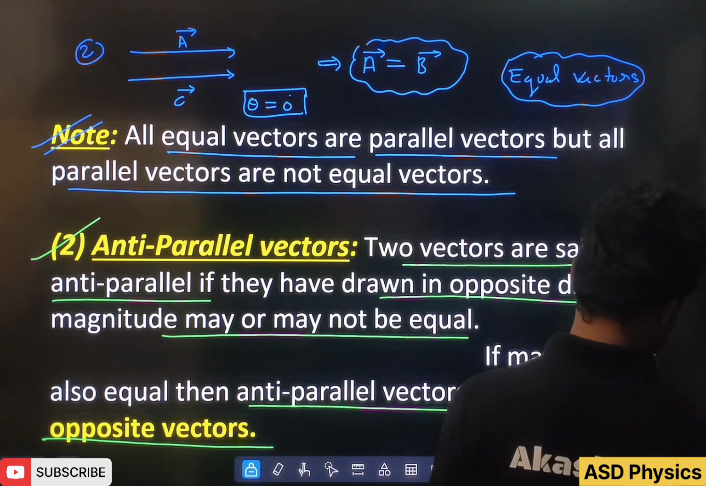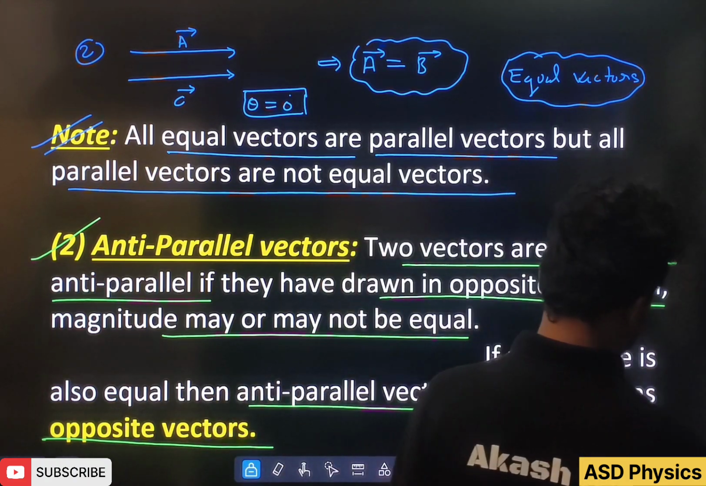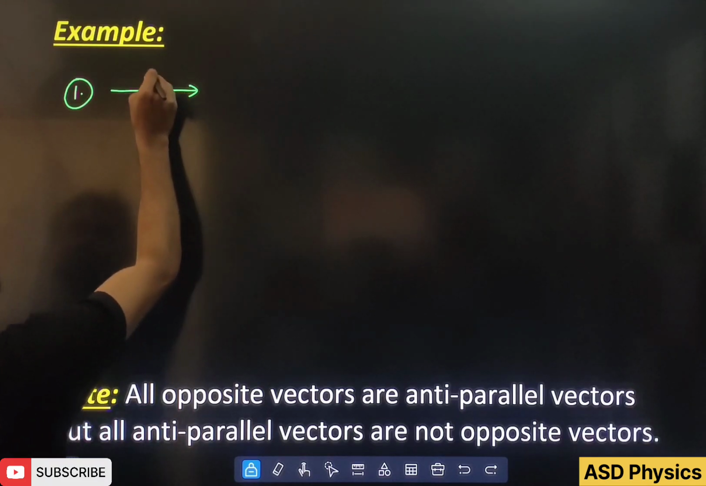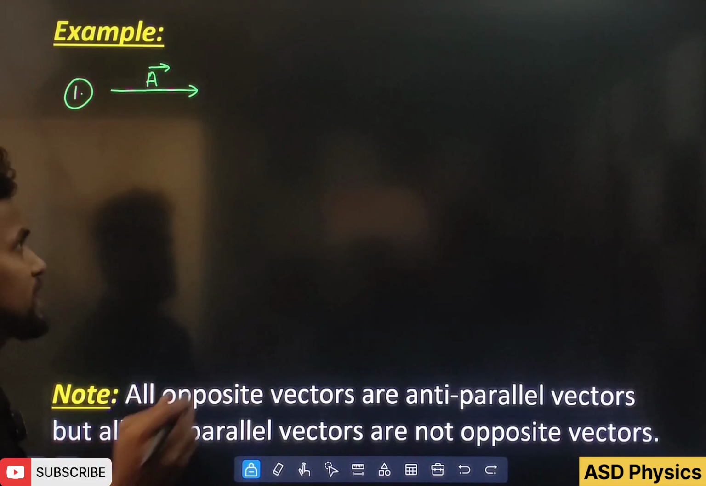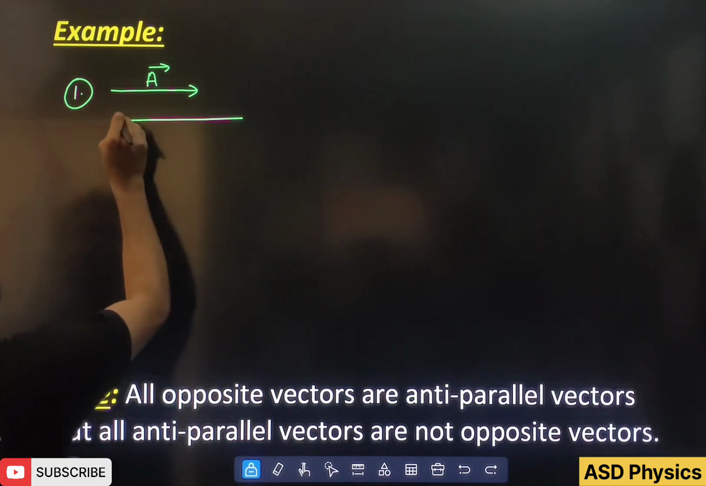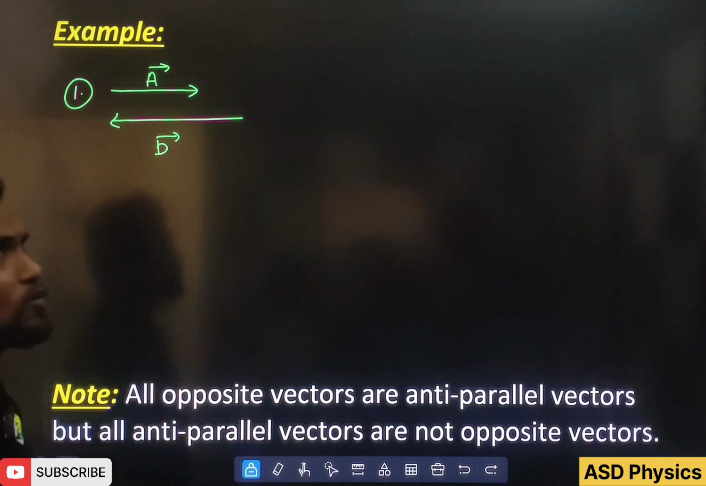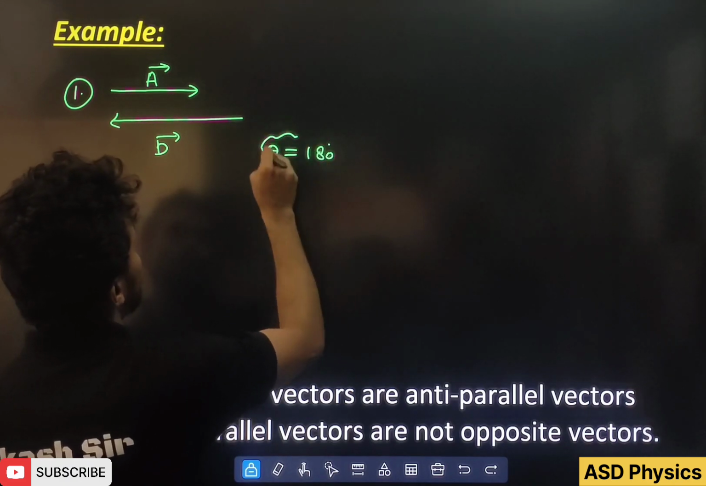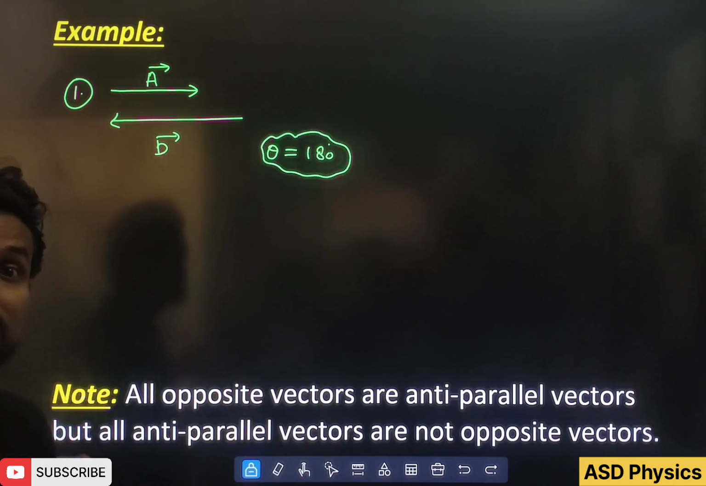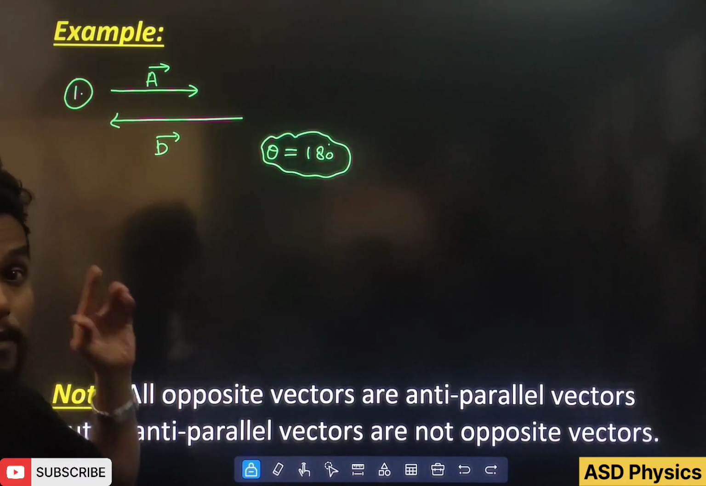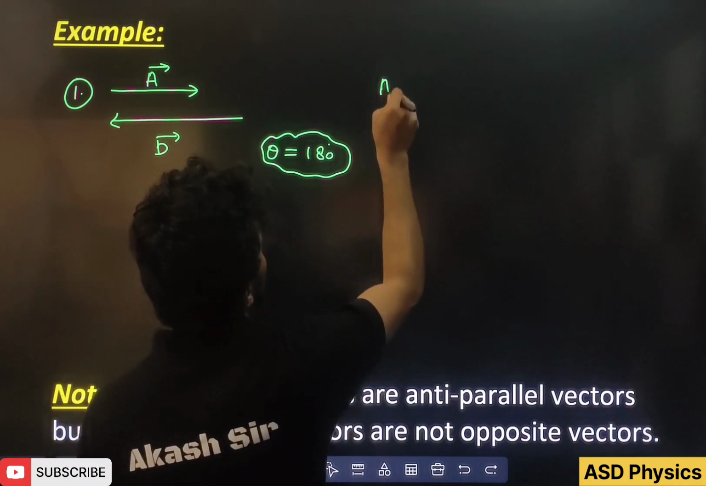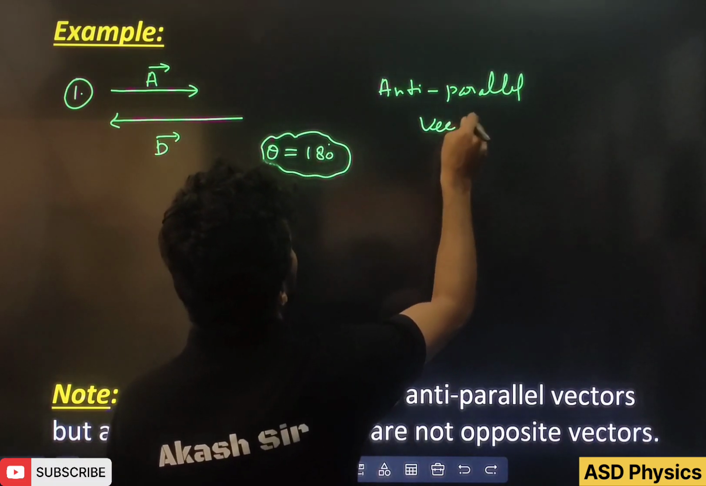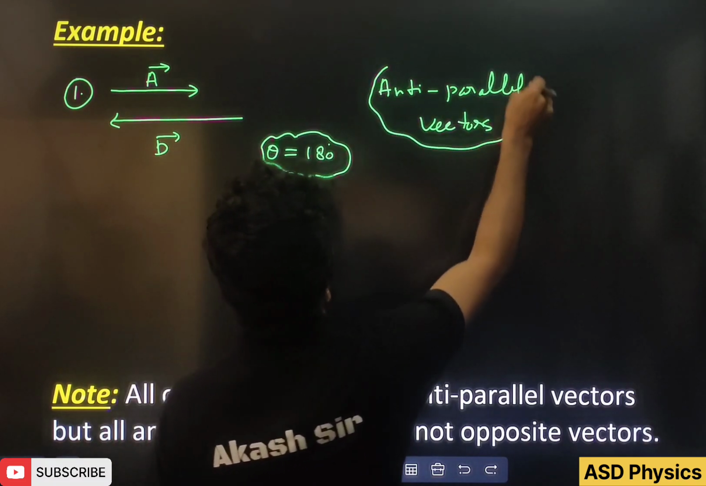Now in the same way, we have taken vectors A, B, C. Now we'll go for the next one. Let's take again this vector A. Now I am taking D like this. Here the angle theta will be 180 degrees, opposite direction. The direction is opposite, but can you see the length of the vectors is not the same? So these are called anti-parallel vectors.